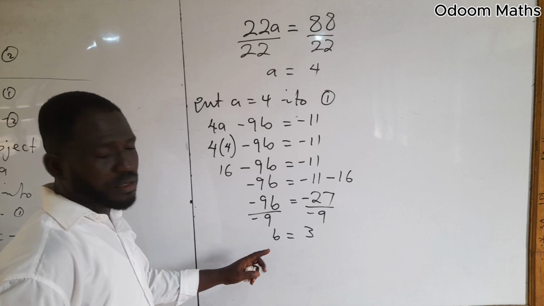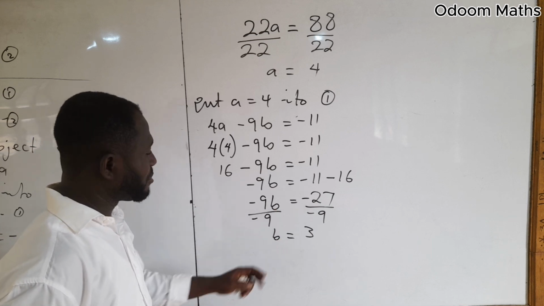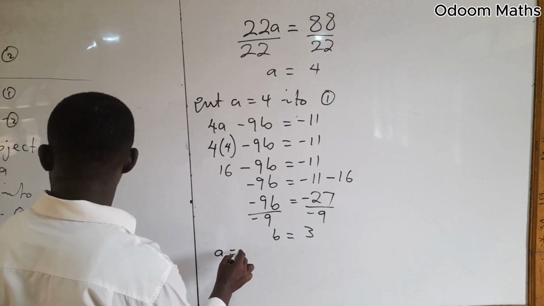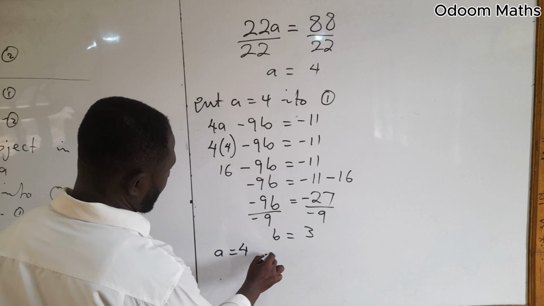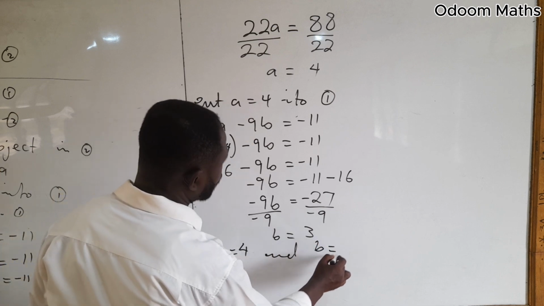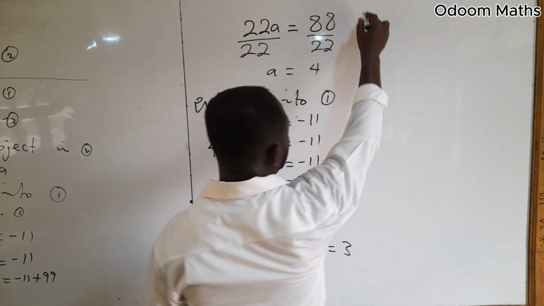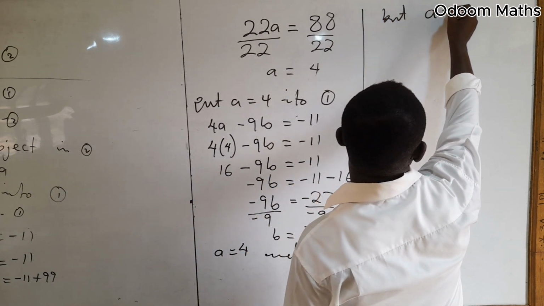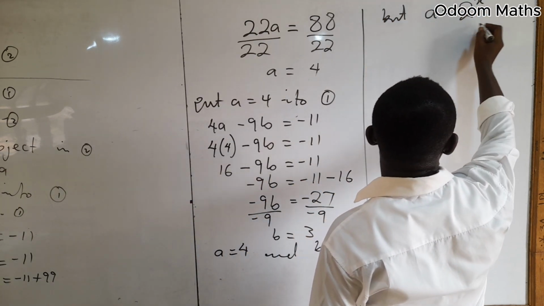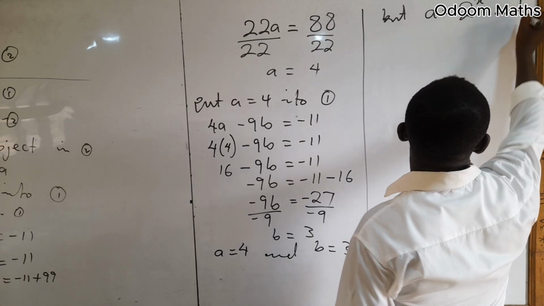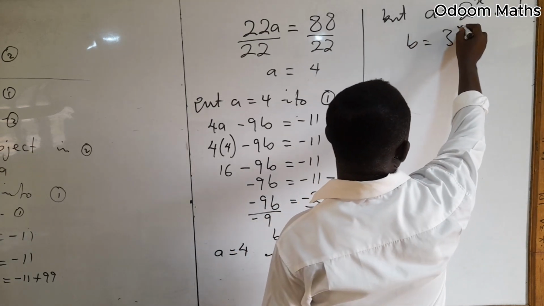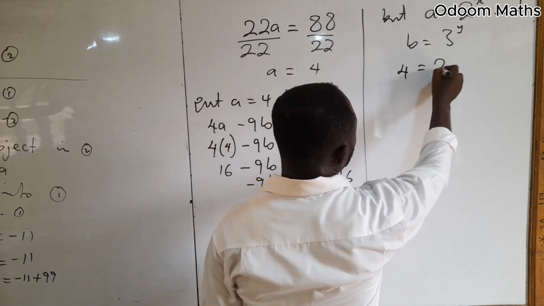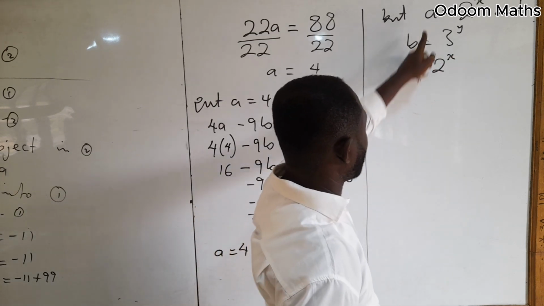Now in the question we don't have b and a. So we represented them by this variable. So we are going to go back to the question. We had a to be 4 and b to be 3. But a is equal to 2 to the power x, and b is equal to 3 to the power y. So in that case, 4 is equal to 2 to the power x. That is, a is 4.